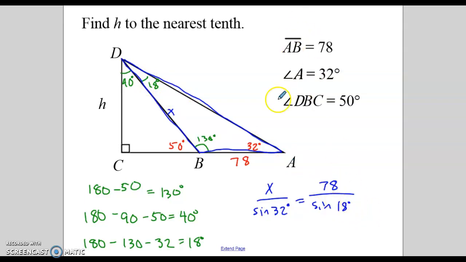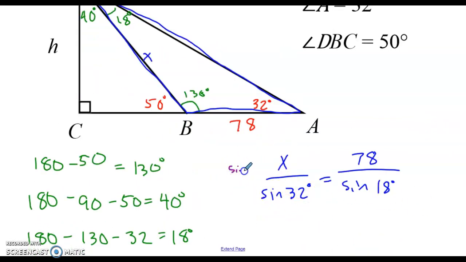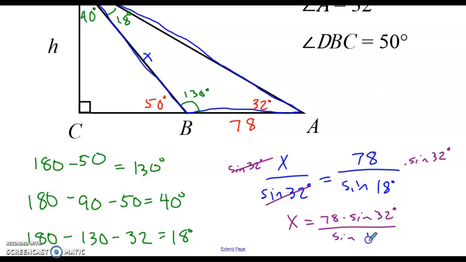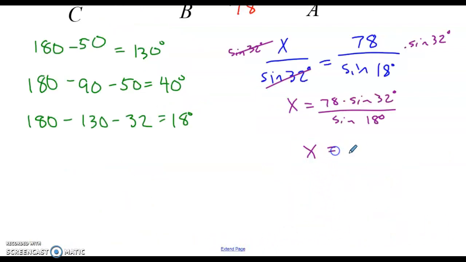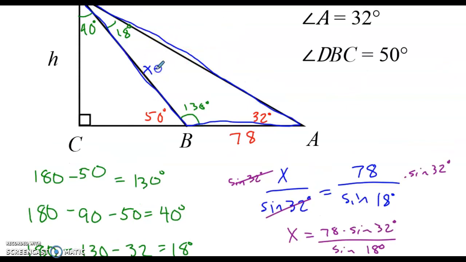And then to solve this, I multiply both sides by that denominator to get rid of that denominator over on this side. I multiply this side by sine 32 degrees. So X is 78 times the sine of 32 degrees over the sine of 18 degrees. You can type that into your calculator and get that it is approximately equal to 133.8. So this piece right here is 133.8.